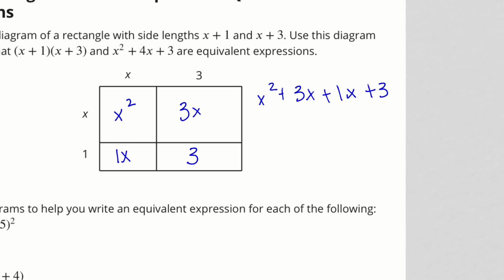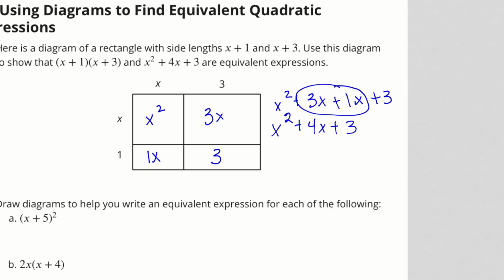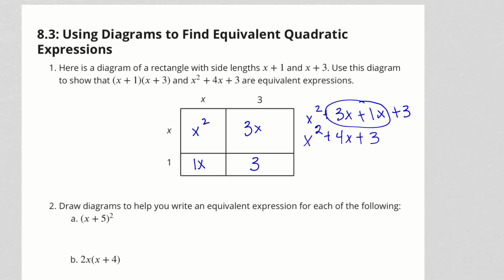Can I combine any terms? Which ones can I combine? The 3x and the 1x. So we can combine these two. So what is 3x plus 1x? 4x. So x squared plus 4x. Is that what we were trying to prove was equivalent? Yes.